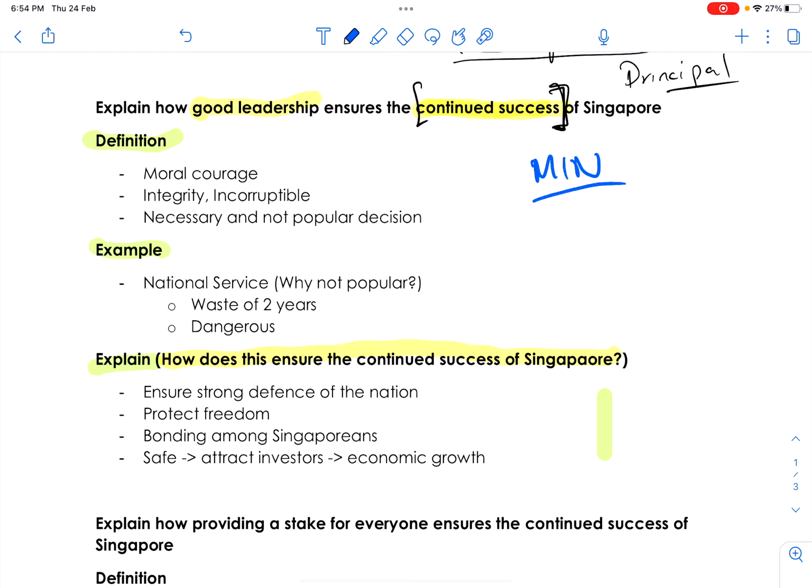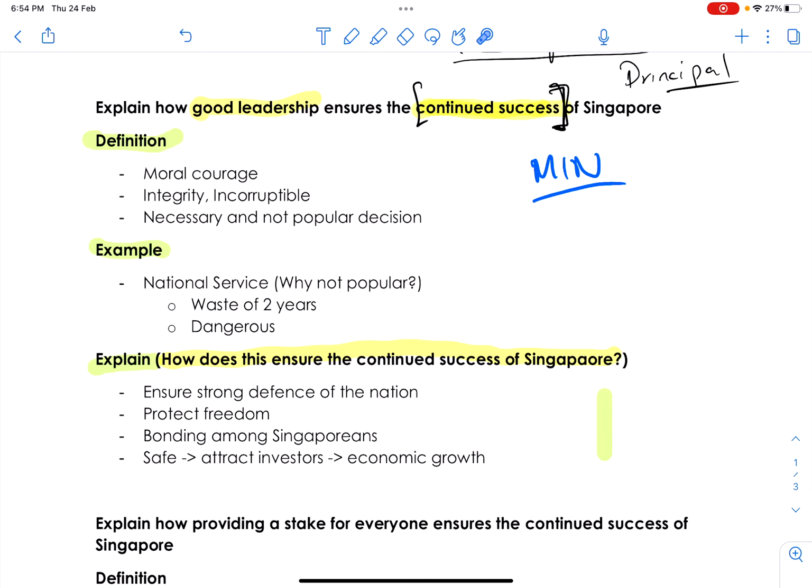M-I-N, min. First M, moral courage. To have the moral courage to do what is right. Second, I is your integrity and incorruptible. Okay, so have the moral courage, have integrity, be incorruptible, and last but not least is your N. N stands for make the necessary decision and not the popular one.